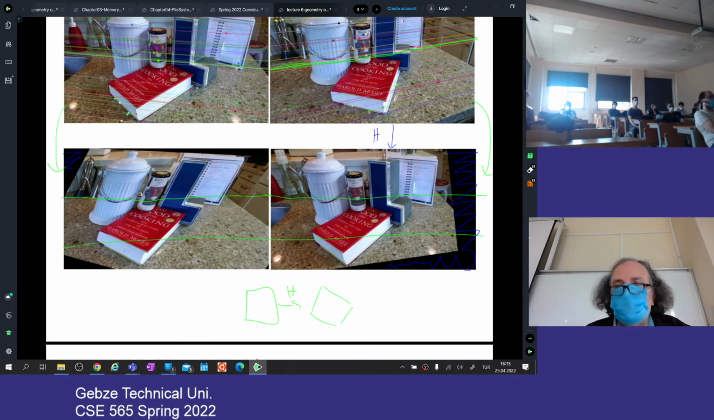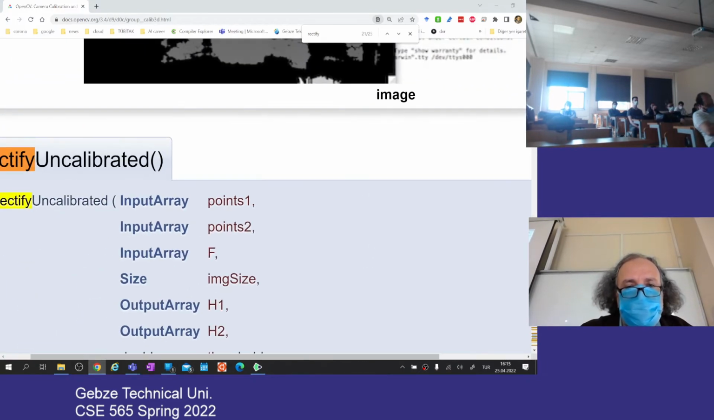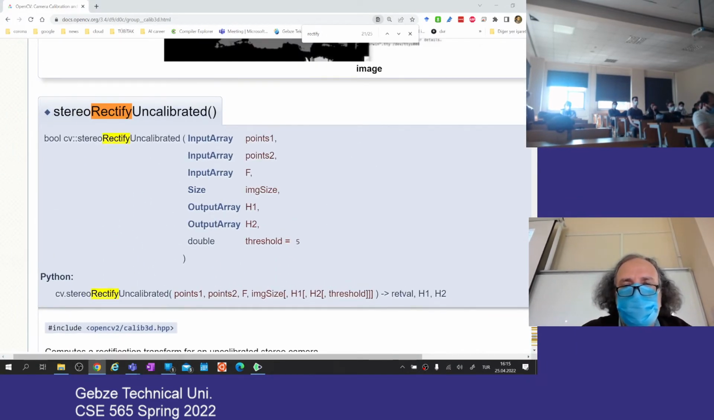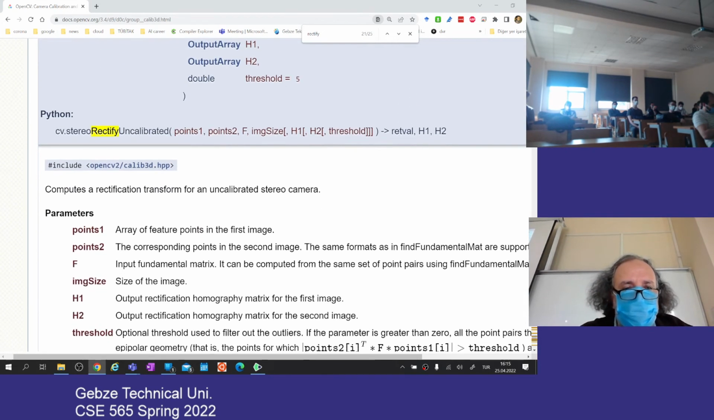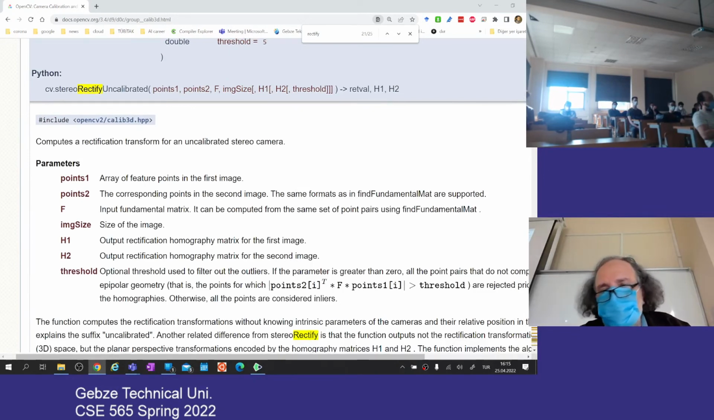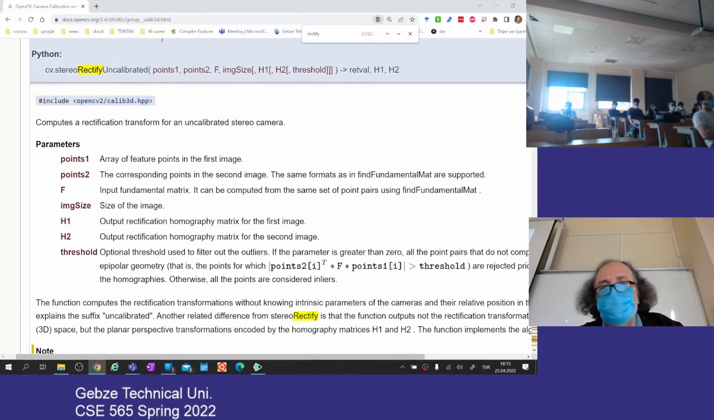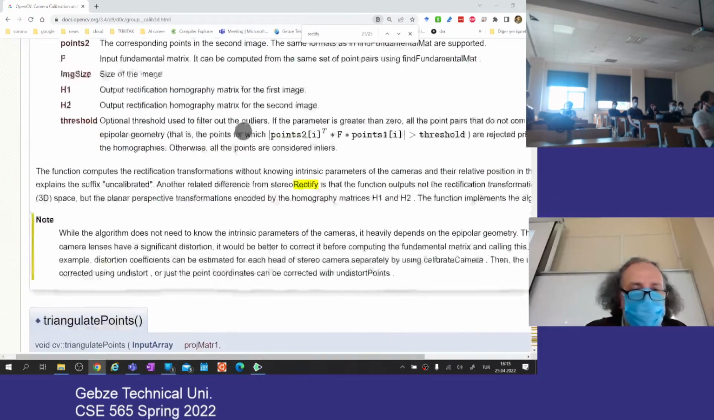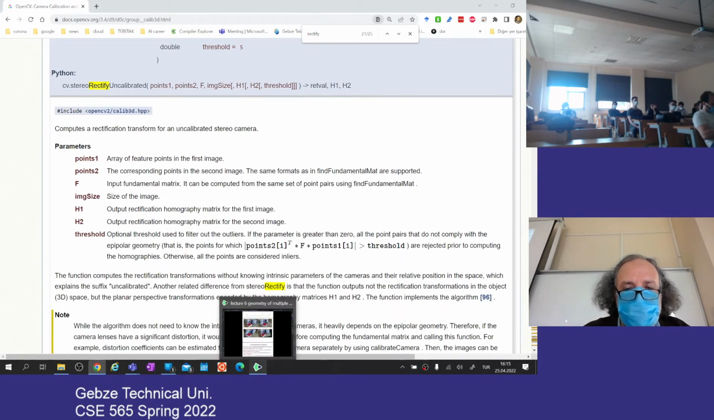Okay? So that's how it works, and let me show you the rest of it. I don't know about this threshold. That's probably algorithm dependent. Optional threshold used to filter out the outliers here. Okay. Output rectification homography matrix, a 3x3 matrix to be applied to your image. Okay, so rectification is here.